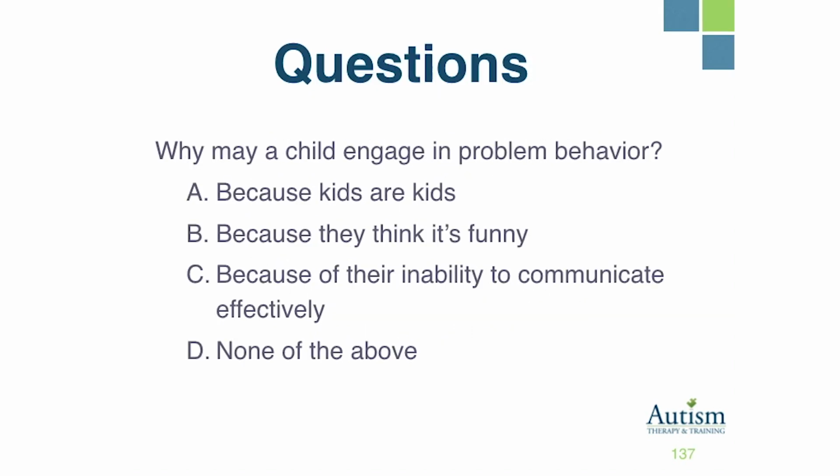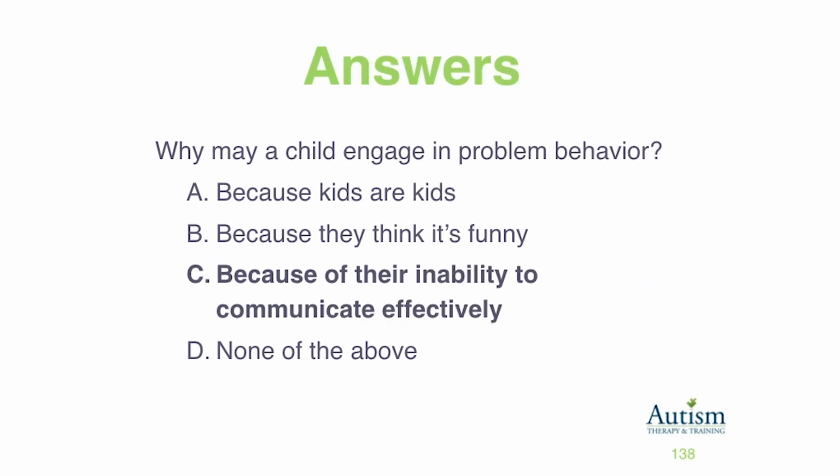Why may a child engage in problem behavior? A, because kids are kids. B, because they think it's funny. C, because of their inability to communicate effectively. And D, none of the above. And the correct response is C, because of their inability to communicate.